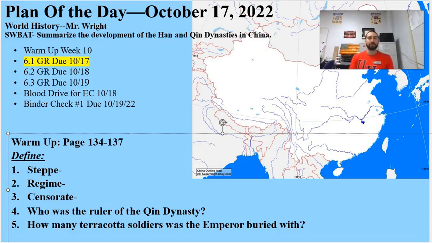Your warm-up today is found in pages 134 to 137. You're going to define the words steppe, regime, and censorate. You'll answer question number 4, who is the ruler of the Qin dynasty? Spelled with a Q, pronounced with a CH sound. Number 5, how many terracotta soldiers was the emperor buried with?